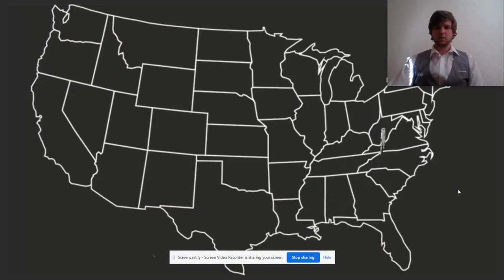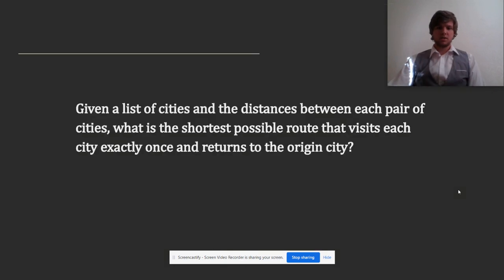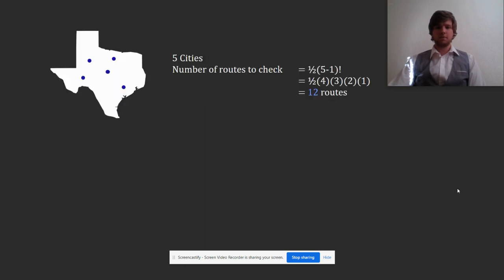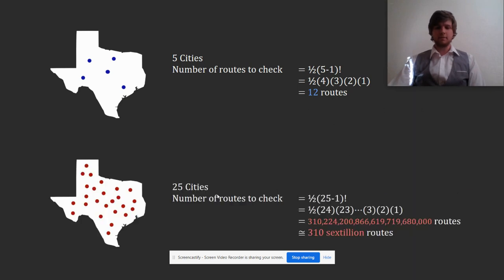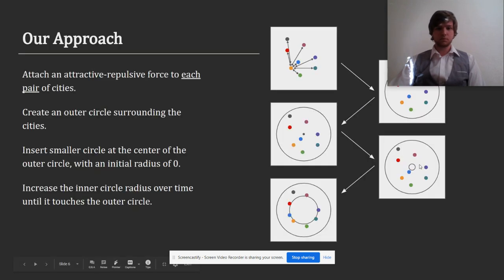So what is the traveling salesman problem? Well, here we have an example. Given a list of cities and the distances between each pair of cities, what is the shortest possible route that visits each city exactly once and then returns to the origin city? So here we have an example with 5 cities, and 5 cities have 12 routes. Here we have 25 cities, and it has 310 sextillion routes.